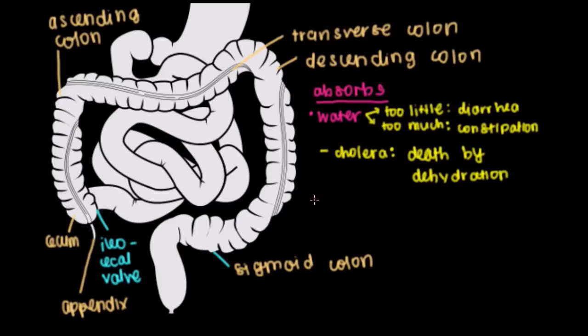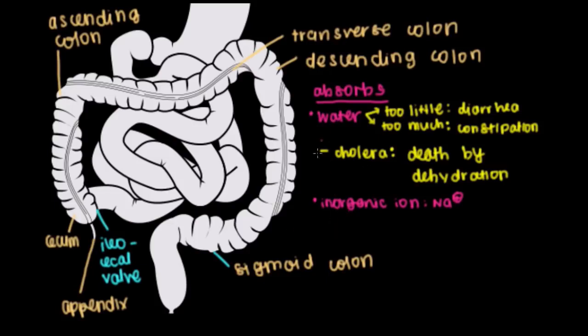The next important thing we should talk about that gets absorbed in the large intestine are inorganic ions. We talked about inorganic ions earlier when we discussed the small intestine. These include things like sodium or potassium. Remember, back then, sodium was absorbed as a co-transport mechanism with things like amino acids to help in their absorption. That occurs to a smaller extent here in the large intestine.